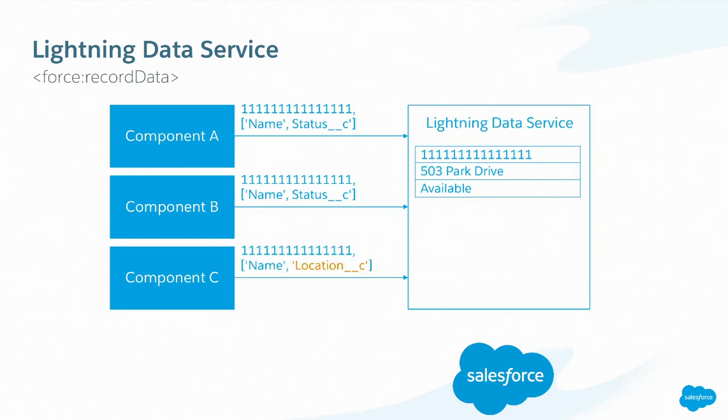Now, component C is going to say, I also need record 11111, but I need slightly different fields. I need the name and the location. Maybe that's the map. So the Lightning Data Service is going to say, well, I have that record, but I'm missing the location. So I'm going to go back to the server just to fetch that additional property, which is the location. So this thing is super smart, but from an API point of view, from a developer point of view, it's super simple. You don't have to worry about loading records in cache, keeping data in sync.